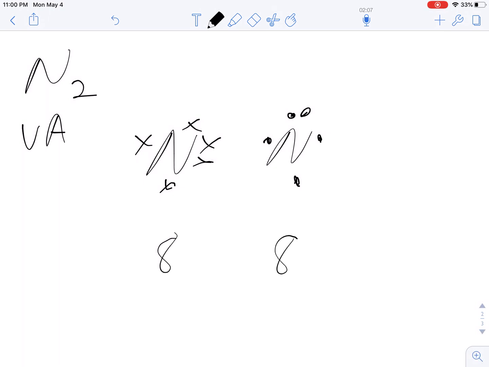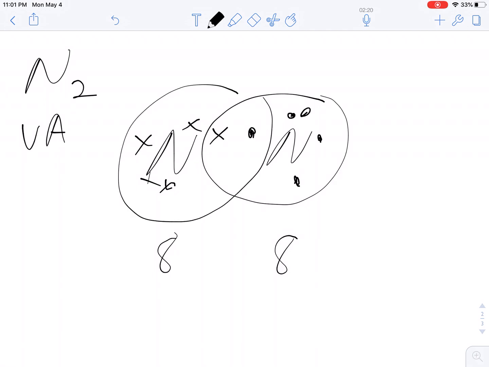Well, the way I could do this is I could form a bond here, and then I've got 2, 4, 6 around each nitrogen, but I need 8 electrons around each. So just like with the oxygen, I'm going to pair them up. Now I've got 7 around each.